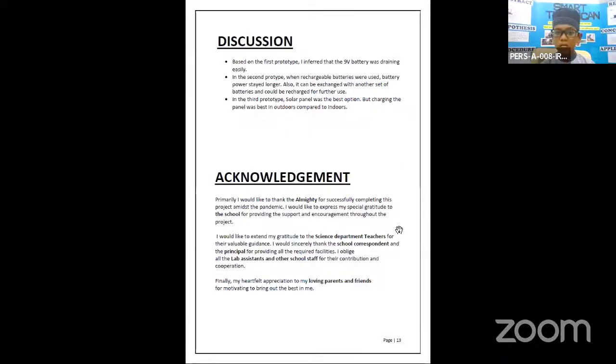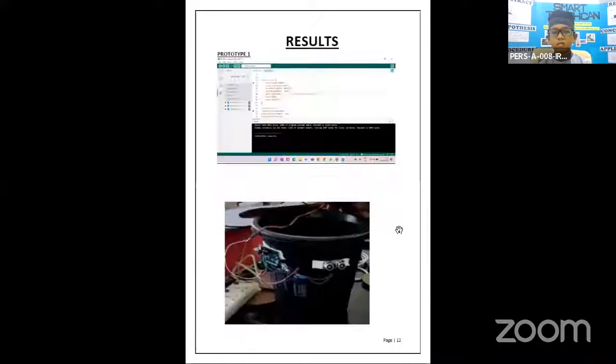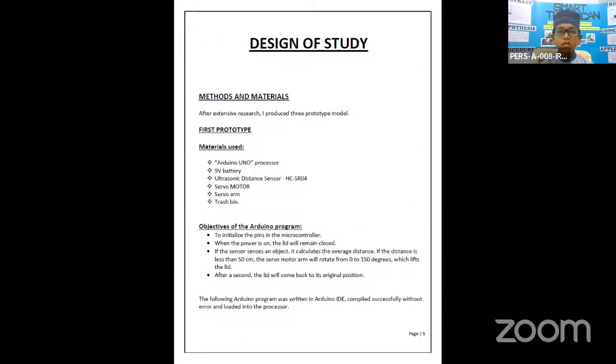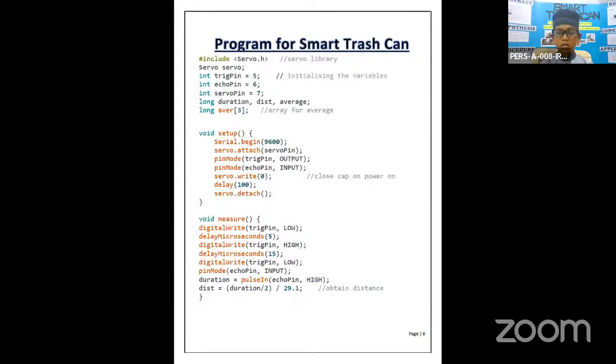Judges, would you like to question? Yes. Irshad, can you go to page number 5? You just showed page number 5 there. Page number 5, you have written a program, right? Yes. Can you show me there? This one. Next page, all right. Who wrote this program? My father helped me.